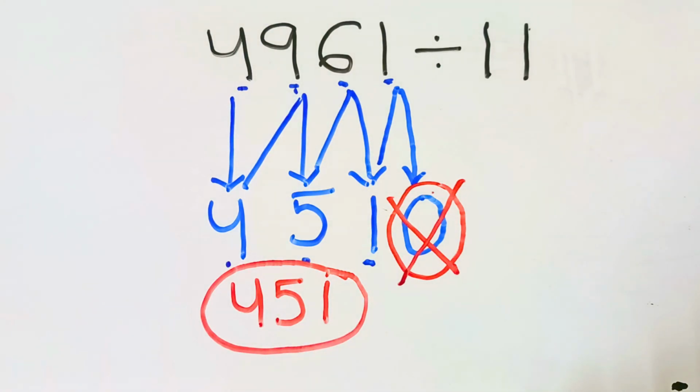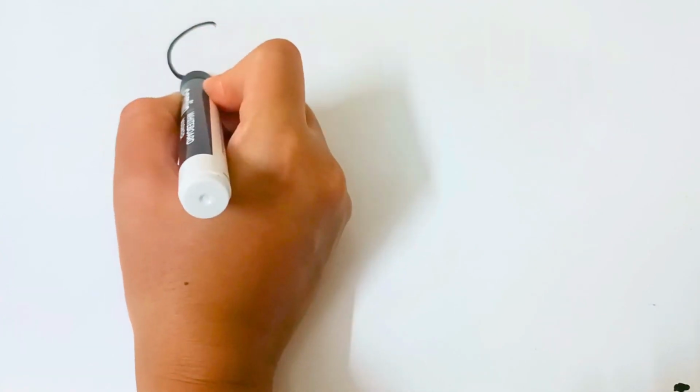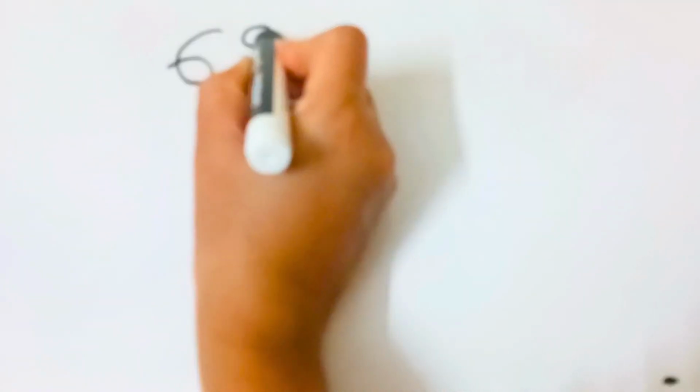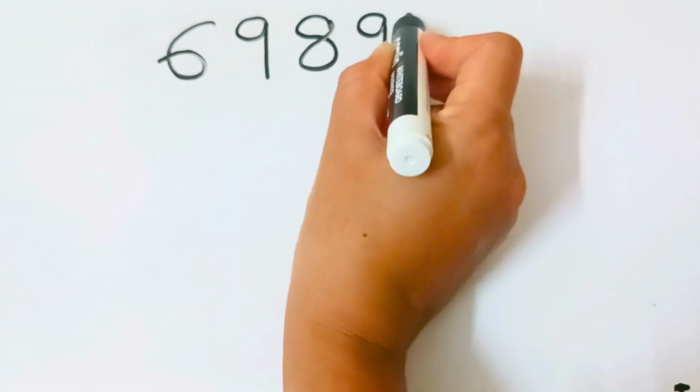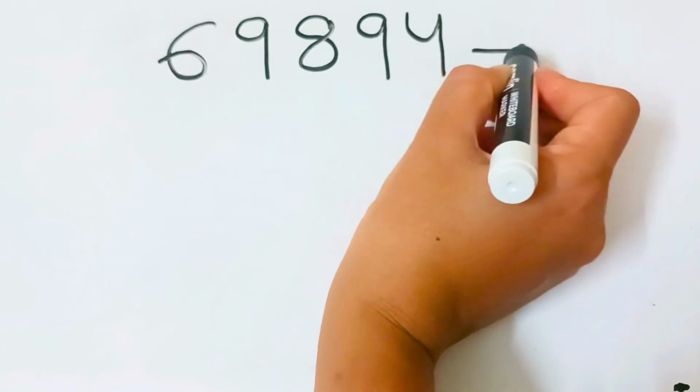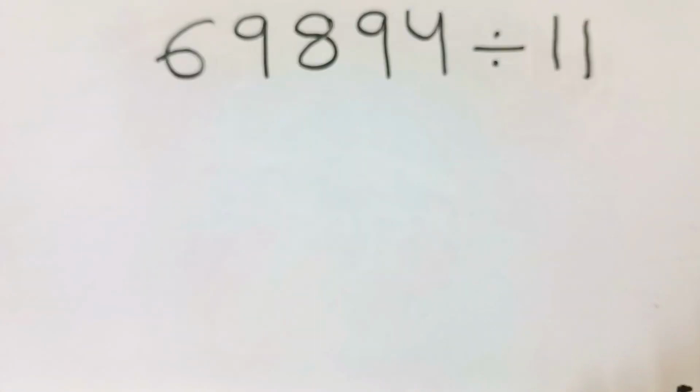Now let me explain with one more example so you will get it clearly. So let me take one more example. First let me clean that board, so that you can see clearly what I am doing. Then we will write that number. We want to divide 69894 by 11, and you have to find the value.